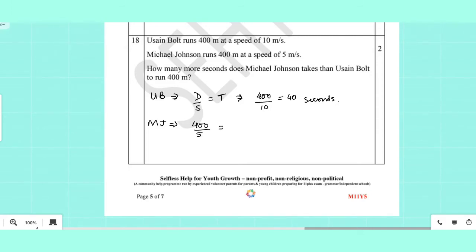So, Michael Johnson takes how much time? So, 400 meters divided by his speed, that gives us 80. So, 80 seconds. Michael Johnson takes 80 seconds. How many more seconds does he take than Usain Bolt? So, 80 minus 40, that is 40 seconds more than Usain Bolt.